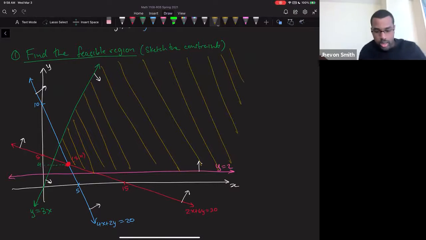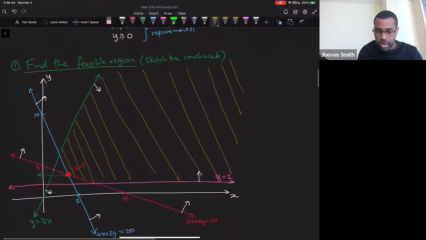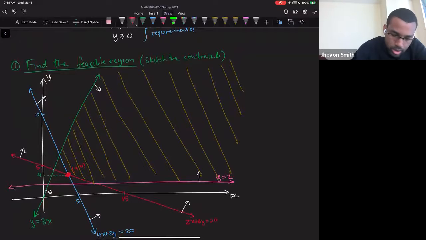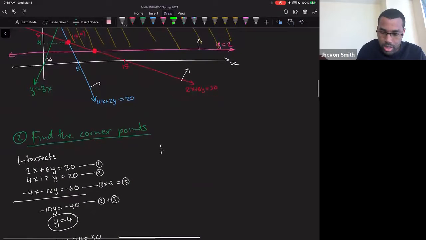It's unbounded, clearly. All right, so now let's see. I need all my corner points, which means I need to find this guy and this guy. Okay, so I need to intersect the pink and the red. y equals 2 intersected with 2x plus 6y equals 30. Of course, I can take my y equals 2 and just plug it in here.